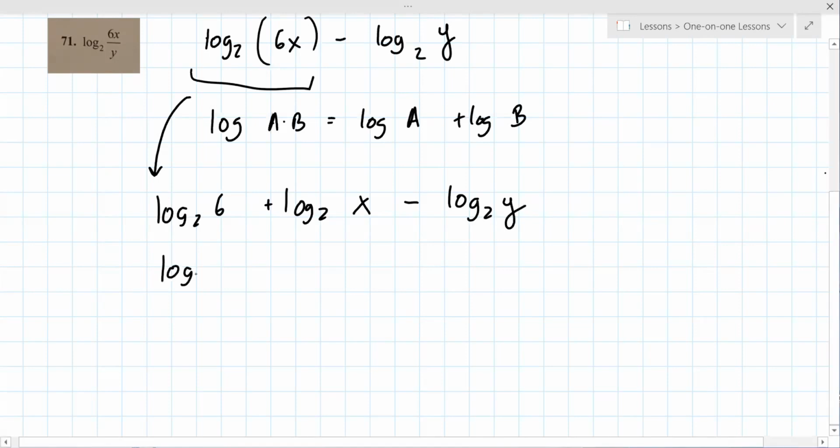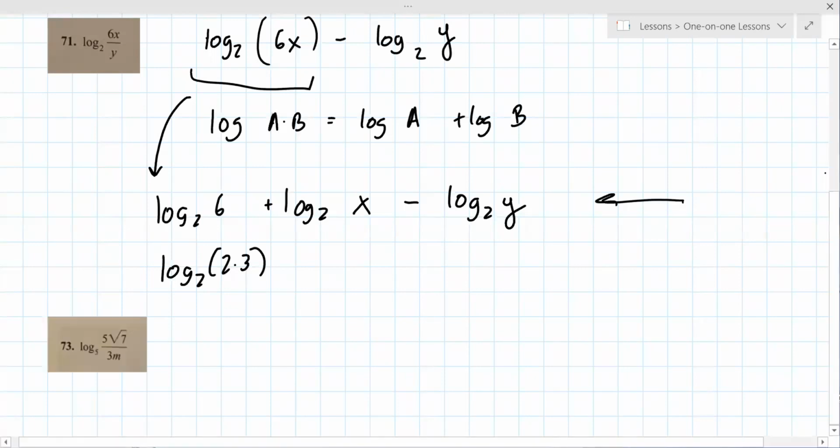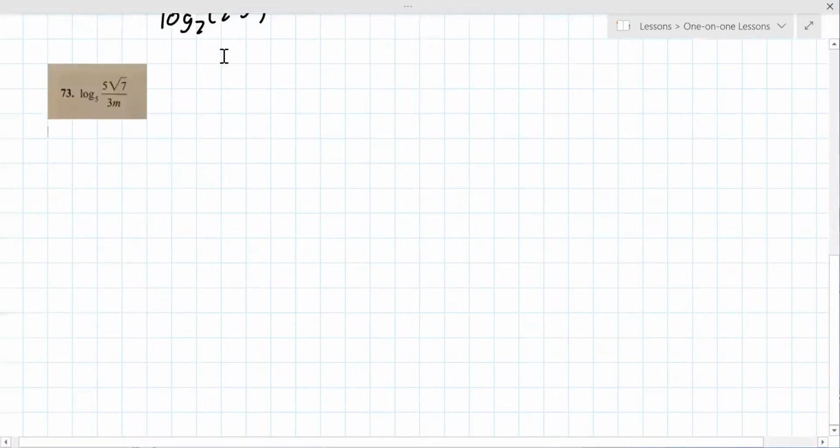So 6 is really 2 times 3, but you don't need to expand on it. This is already what they're looking for. In my world, I would make you expand further, but this is not my world. This is South Point Catholic High School, Mrs. Smith's class. Okay, 73.